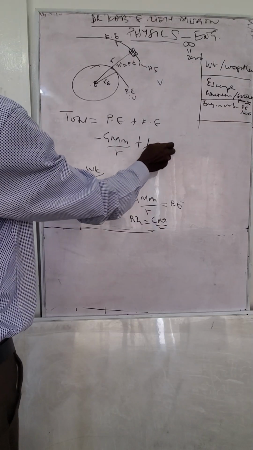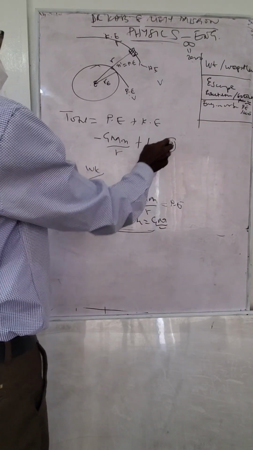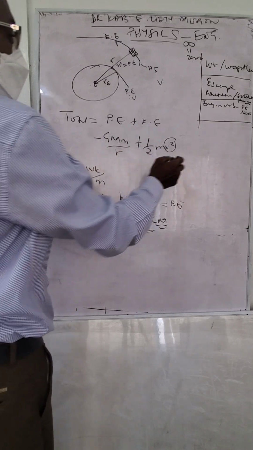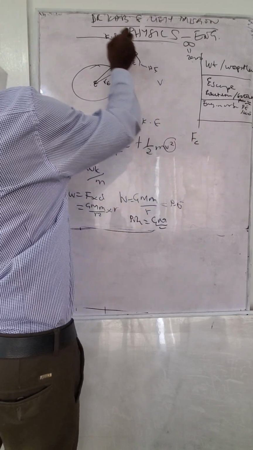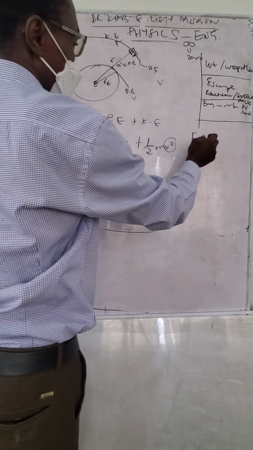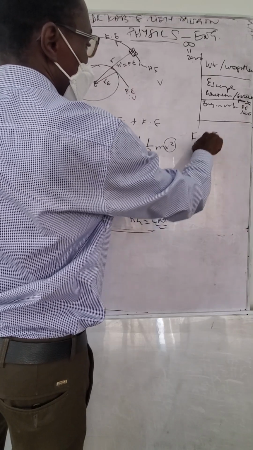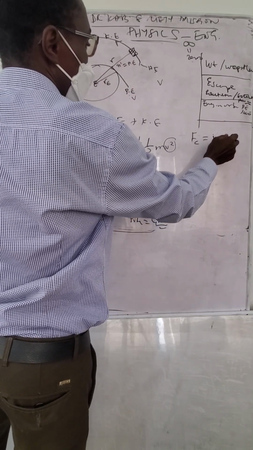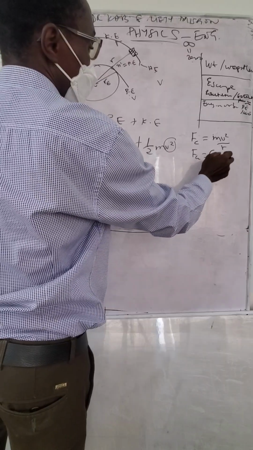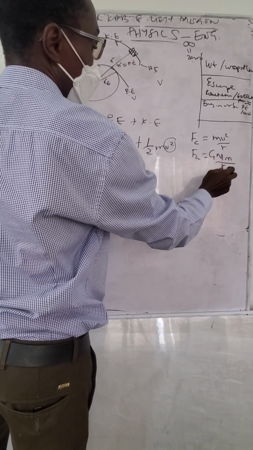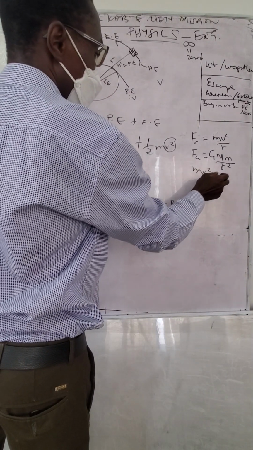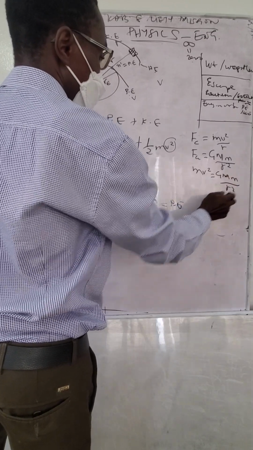Our kinetic energy is half mv squared. Now, we can get an expression for v in terms of GM, so that the equation can be simplified. From that, we know the centripetal force. As it's going around, there's a centripetal force, and that centripetal force is the same force of attraction between the satellite and the Earth. That centripetal force is equal to mv squared over R. And then the force of attraction between the two is equal to GMm over R squared.